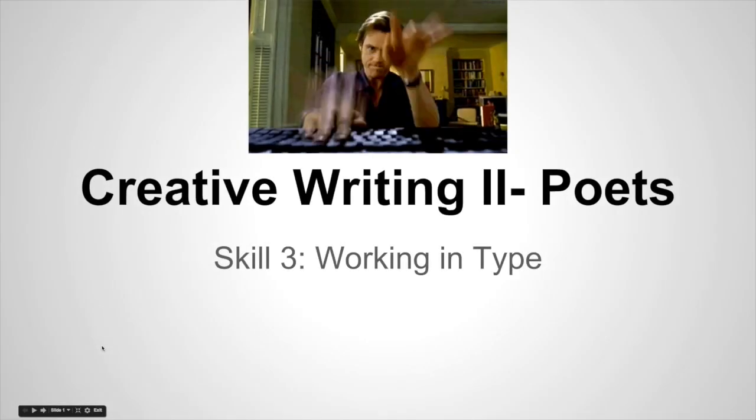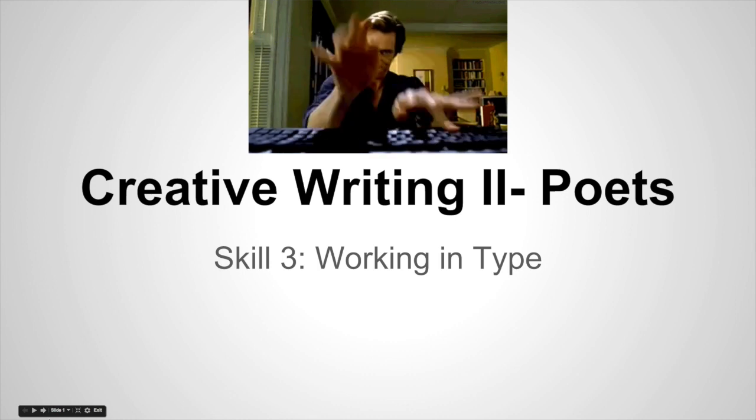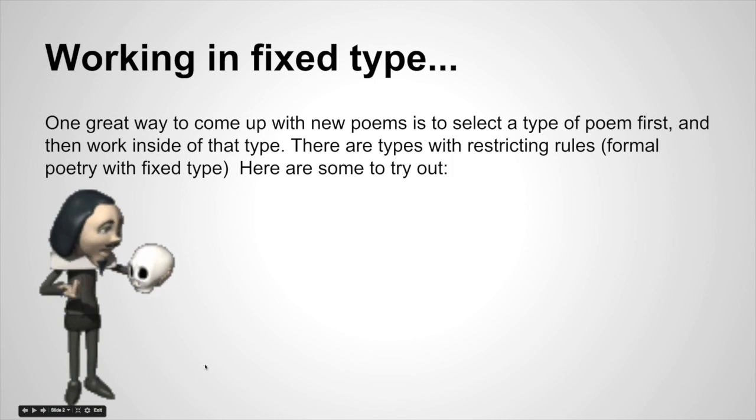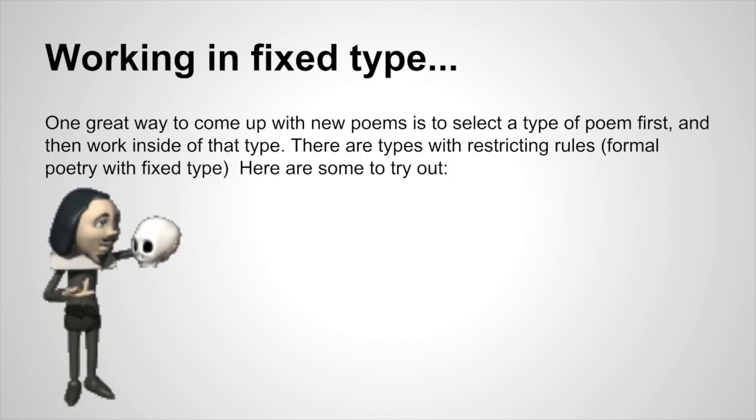Skill 3 is called working in type. I'm not talking about type like typing on a computer, but type like a fixed type of poetry. What does fixed type mean? Well, it's a great way to come up with new poems, because you can start with that type first and then work within the parameters of that type. They do have some restricting rules, so if you're more of a free type poet where you're not into following rhyme schemes, I'm going to ask you just try this out and see what it is exactly that you're more comfortable with. I'm giving you a lot of different types here, so it'd be beneficial for you to pause the video and figure out the ones that you're more interested in.